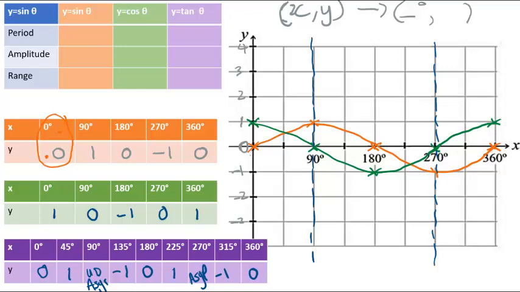So let's plot this one. We'll start with 0, then 1, asymptote. Then we're going to go negative 1, 0, 1, asymptote. And again, negative 1, 0. To sketch this graph, you are going to draw it like this.